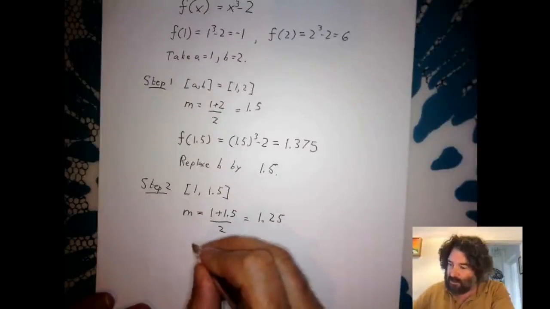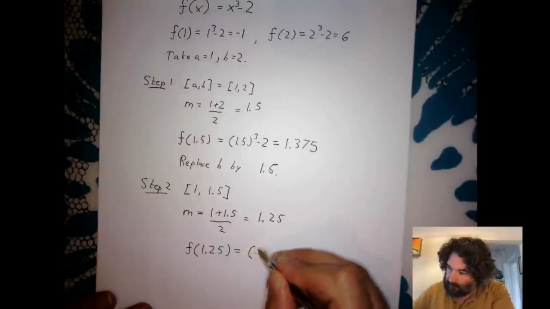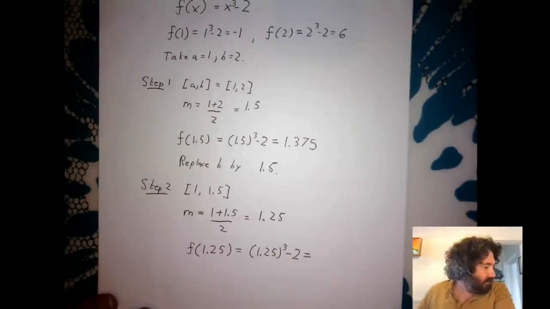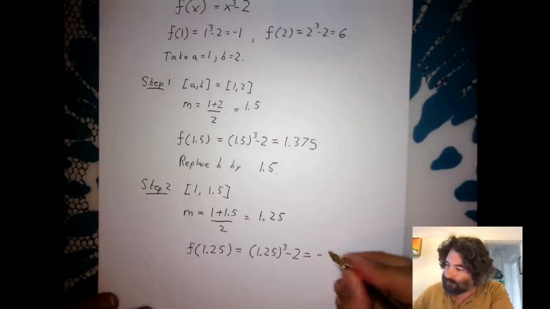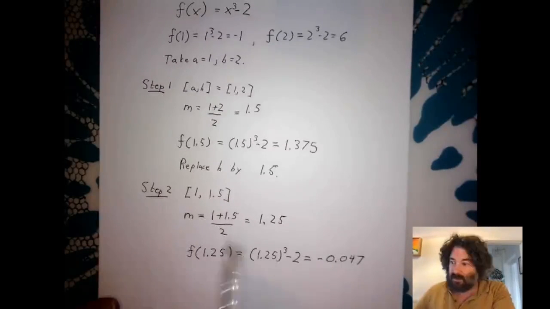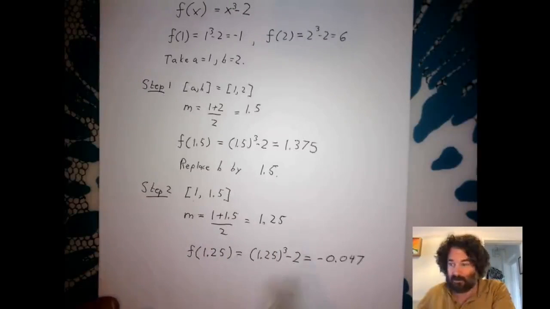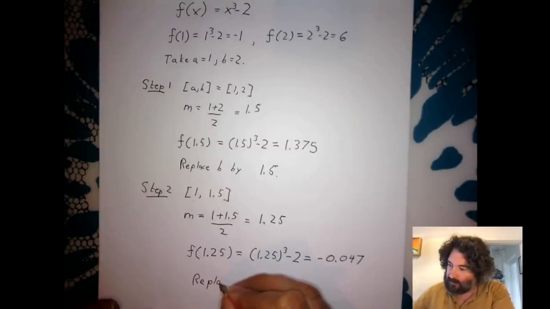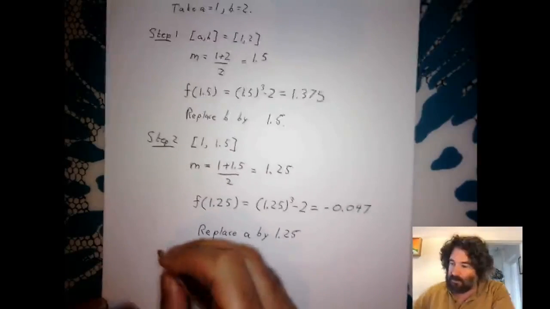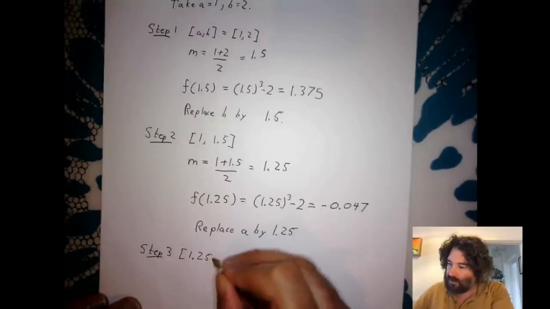Have to evaluate the function f at this point. And this will be 1.25 cubed minus 2. And 1.25 cubed minus 2 is negative 0.047. This is less than 0. And the function was less than 0 at the point 1. So we replace the left-hand endpoint, the a, by 1.25. And so then step 3, we would know that the 0 has to be in the interval from 1.25 to 1.5.